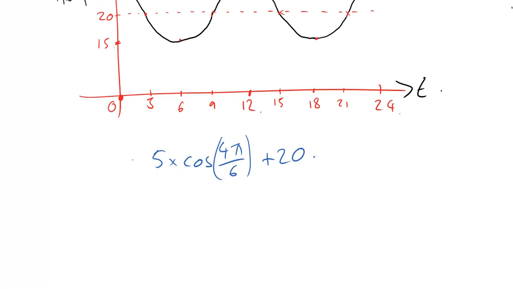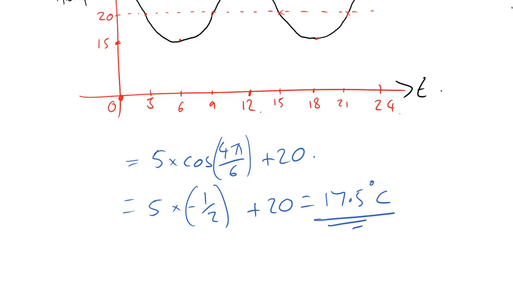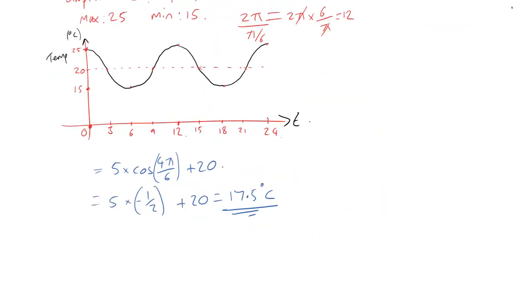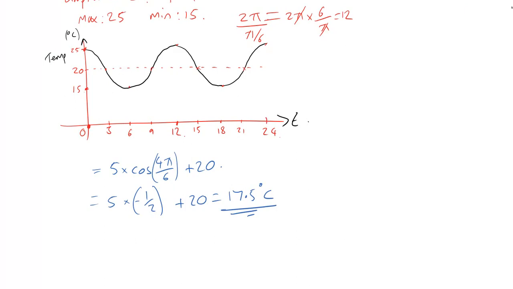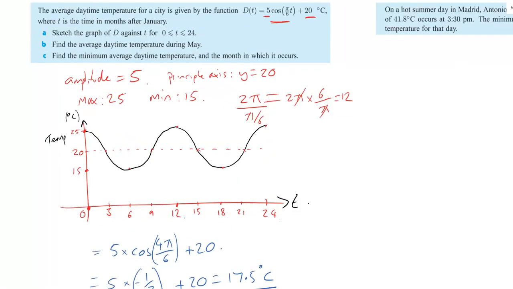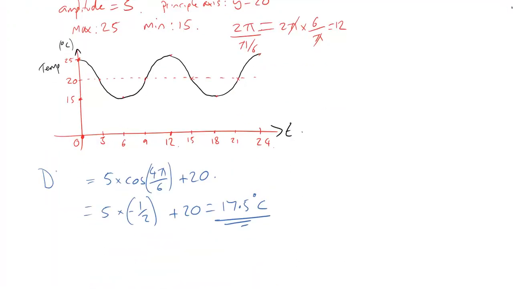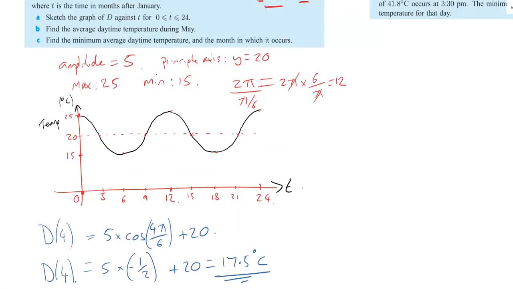Now, I'm going to skip through the unit circle things, but cosine of 4 pi over 6 is the same as cosine of 2 pi over 3, and that is going to be negative a half. Plus the 20, we're going to end up at 17.5 degrees C. Okay, so there is our average temperature for May. Okay, so what we did there, by the way, let's just make a good note of this. We'll say we put in 4 into this, right? D of 4, if D is our original function.